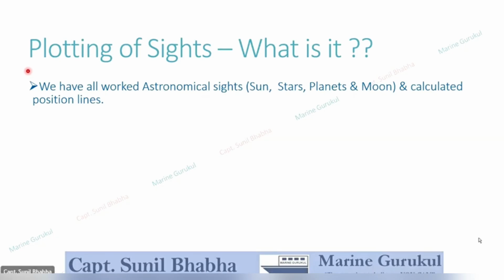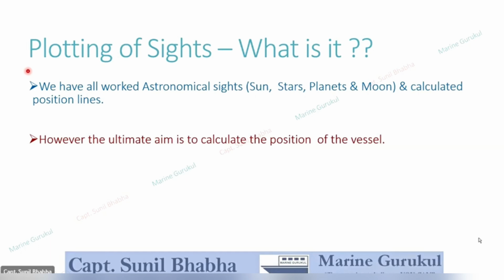In celestial navigation, we have worked upon celestial sites, celestial observations, using different bodies: sun, stars, planets, and moon. We have used different methods depending upon the situation, like meridian passage, latitude by meridian altitude, longitude by chronometer, intercept, ex-meridian, and Polaris. Now, all these methods have given us position lines. If we take one celestial observation or one celestial site, we can obtain one position line for that time.